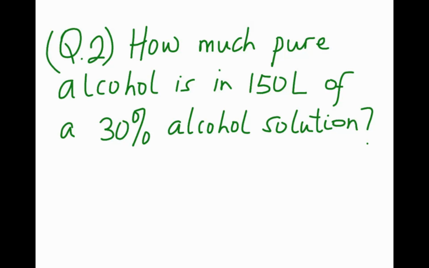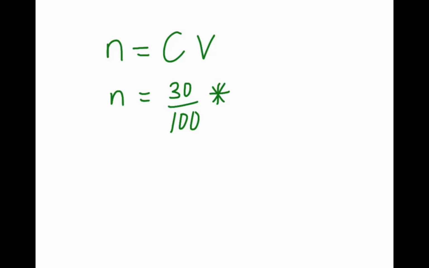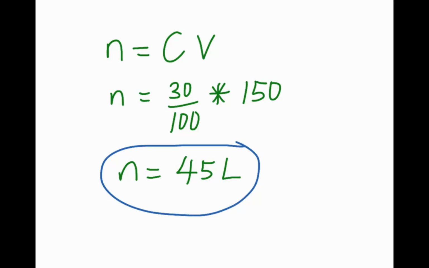Question 2. How much pure alcohol is in 150 liters of a 30% alcohol solution? So we have that N is equal to C times V, and our N will be equal to 30%, which is 30 out of 100, times 150. Okay, when we do the multiplication, we have 45 liters, which becomes our answer. Now, if you don't know how to multiply fractions, please view my videos on multiplying fractions, okay? You can simplify and multiply, or you can multiply then simplify.